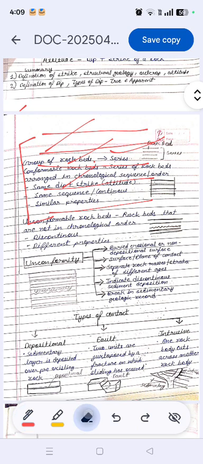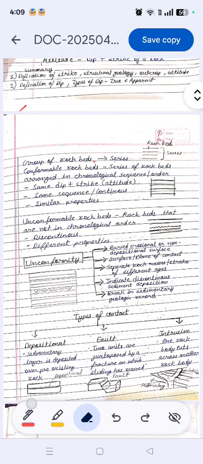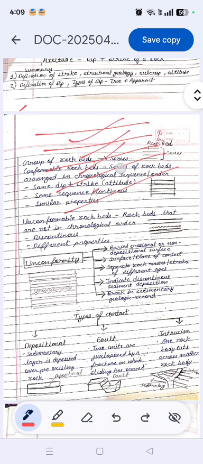They will have the following characteristics. They will have the same dip and strike, means the same attitude, and the same continuous sequence and similar properties. Suppose this is a conformable rock bed. These all will have the same properties, they will be sequential, and they will have the same dip and strike.